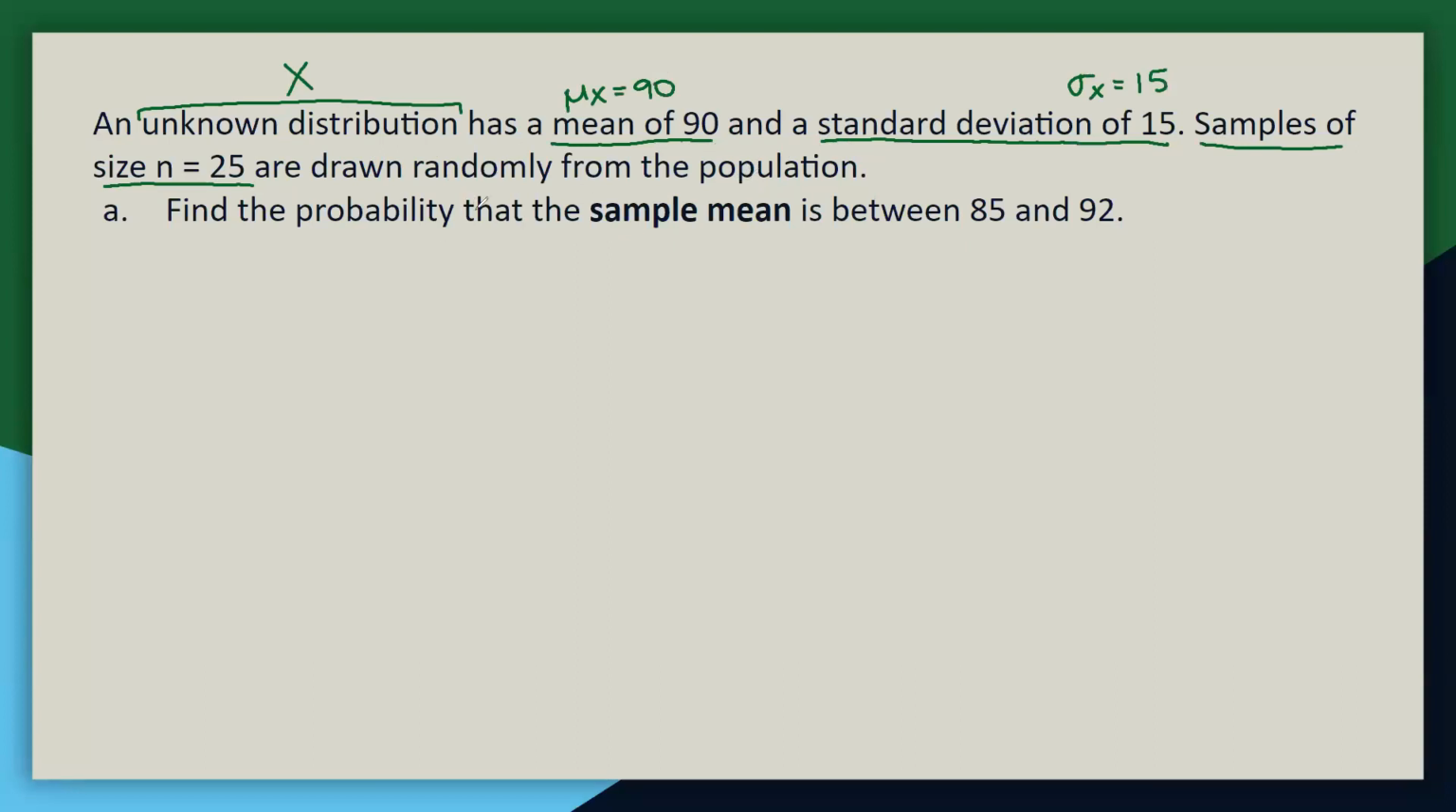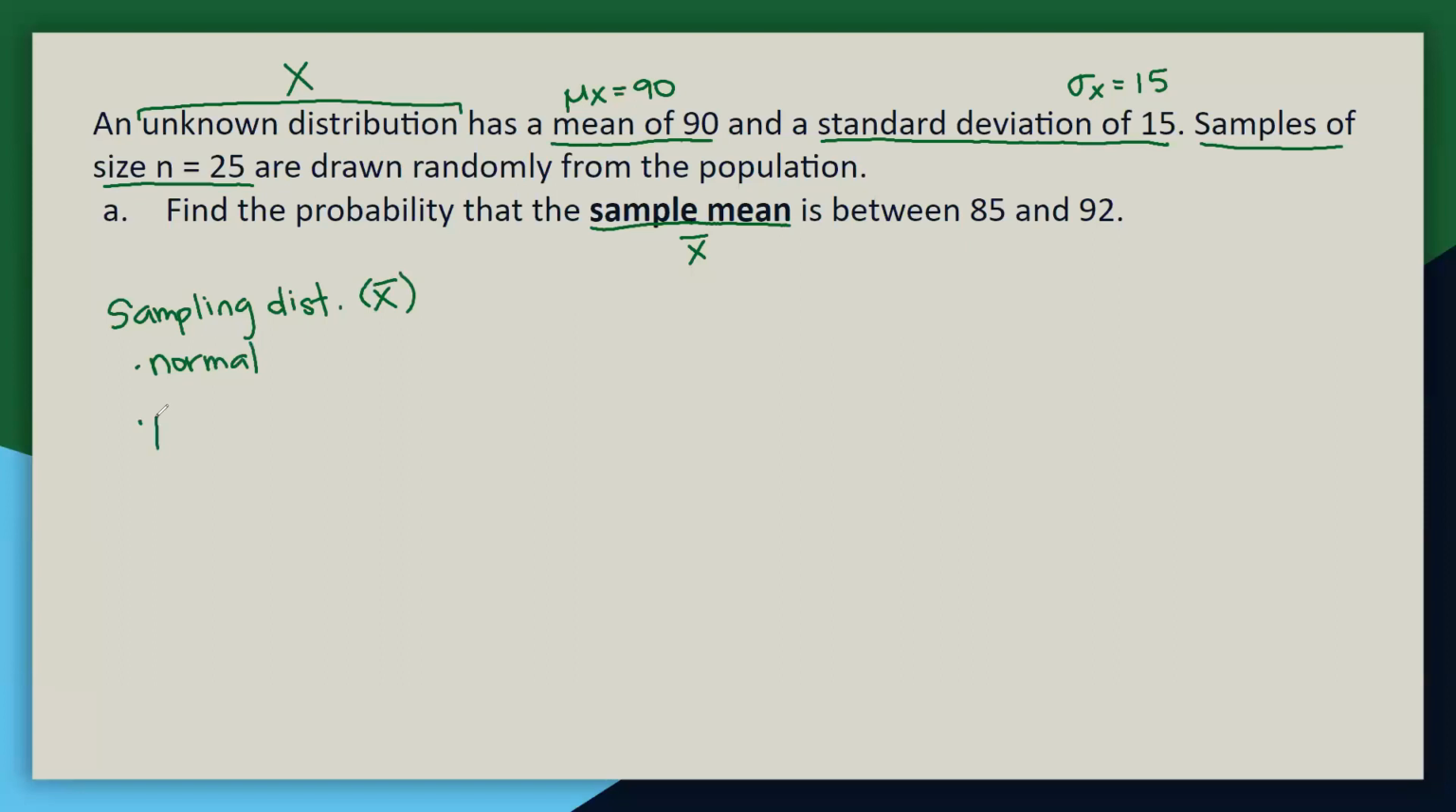The problem then says find the probability that a sample mean is between 85 and 92. So I know that I'm looking not at individual data, but at sample means. So between the samples of size 25 and the question that it asked about sample means, I know that I'm working with a sampling distribution. Which means I know a couple of things. I know that these are going to be normally distributed, right? My X bars should be normally distributed.